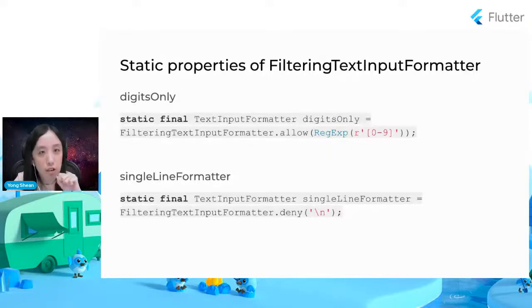The first one is for digits only. This will allow only digits to be entered in the text field once applied, and it uses FilteringTextInputFormatter.allow to do that. And the second one is singleLineFormatter. This basically allows only one line by using FilteringTextInputFormatter.deny to disallow the input of the newline character, which is \n.